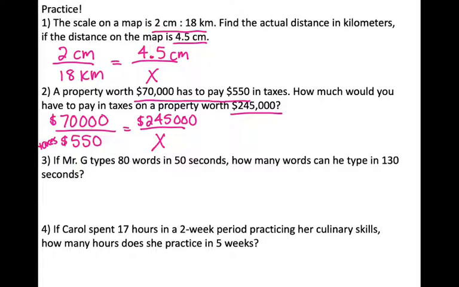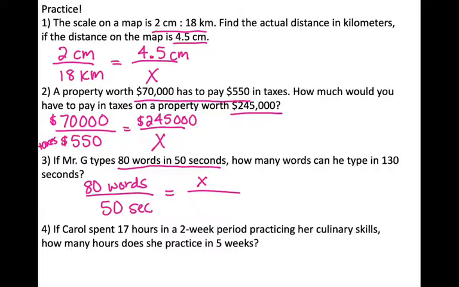If Mr. G types 80 words in 50 seconds, how many words can he type in 130 seconds? So the first ratio is 80 words in 50 seconds. We don't know the number of words, so I'm going to write that as x, but we do want to know how many he can type in 130 seconds, and cross multiply.